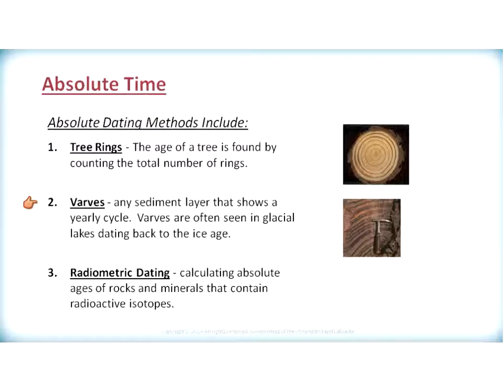The second method that we can use to find absolute time is varves. Varves are sedimentary layers that show yearly cycles. Varves are often seen in glacial lakes dating back to the Ice Age. So when we look at a varve, and we look at the sediment in the bottom of a glacial lake, we will notice that we have summer sediment, which is brought down by the glacial rivers flowing down from the meltwater of glaciers and flowing into the lake.